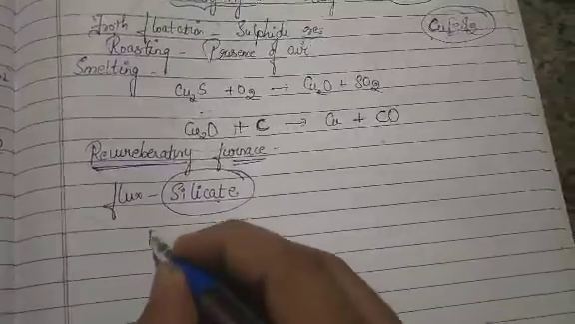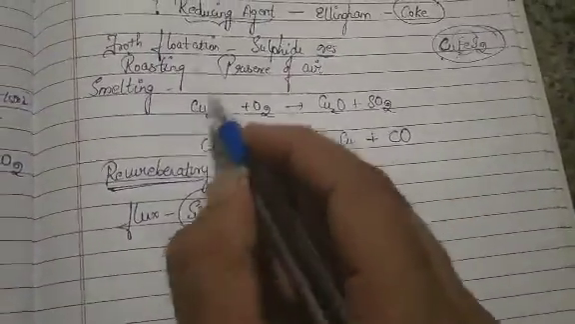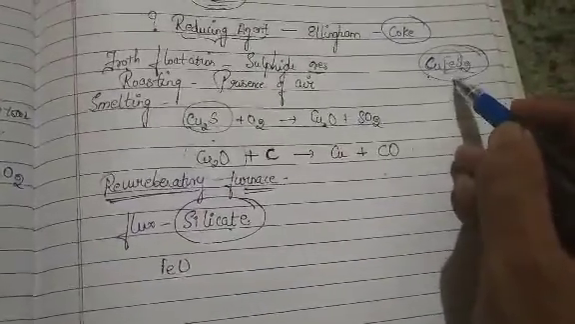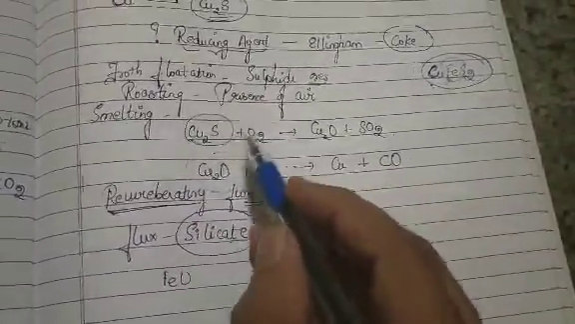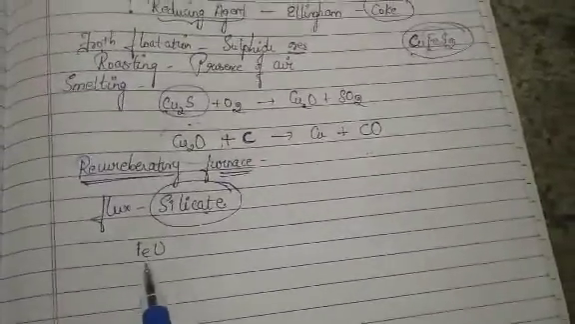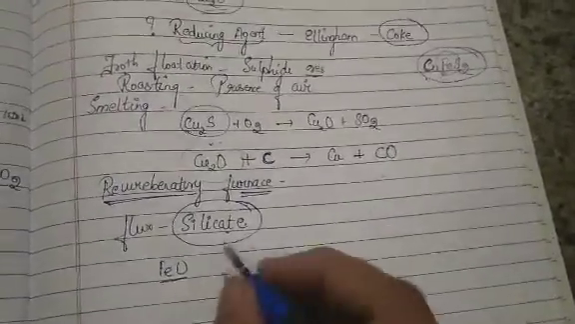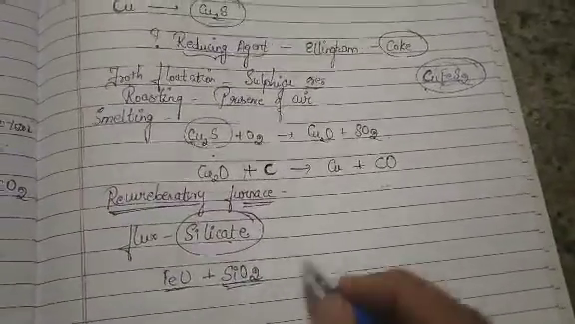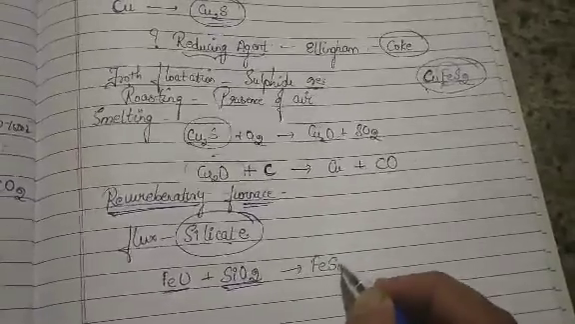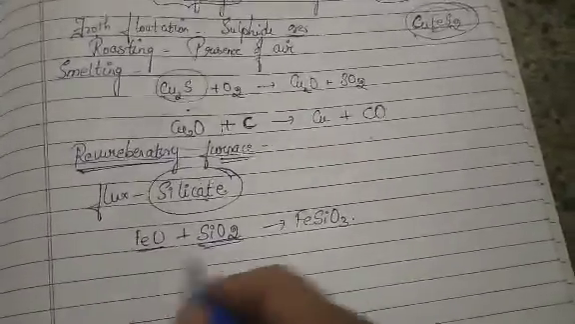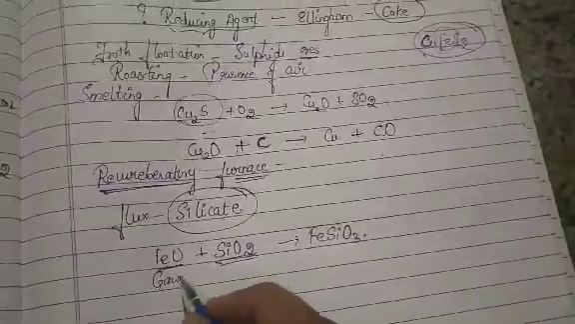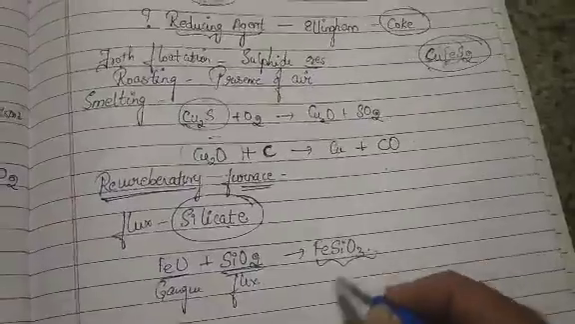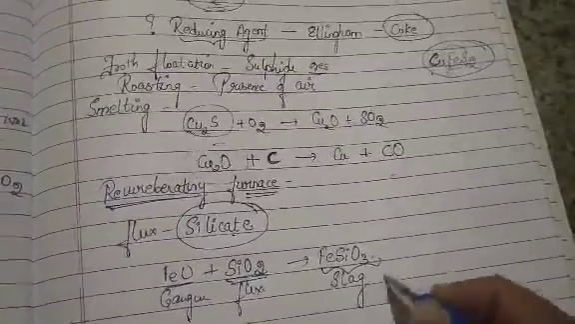Here I have just shown copper sulfide, but it is actually in the form of CuFeS2. So when it undergoes oxidation, of course you get copper oxide, and along with that you will also get iron oxide. That is treated with the flux silicate to give slag of iron silicate. This is your gangue, that is your impurity. This is your flux, here is the silicate. And whatever fusible material you obtain is called slag.